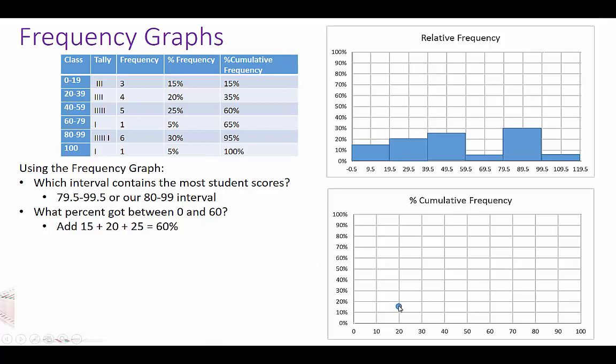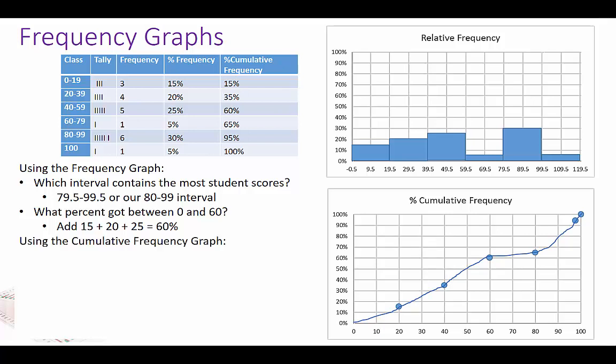And you can see I've already got my point here. Starting at 20, I'm pretty much using the bar dividers. 15%, you could argue I could put that at 19.5, but this is close enough. We're eyeballing. Then we got 35, 60, 65, 95, and then finally 100%. And connecting them with a line, that's my cumulative frequency graph.